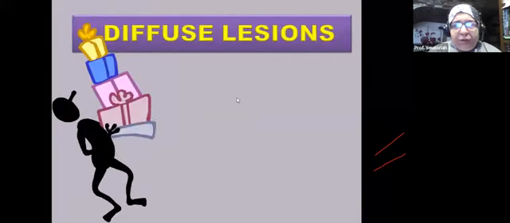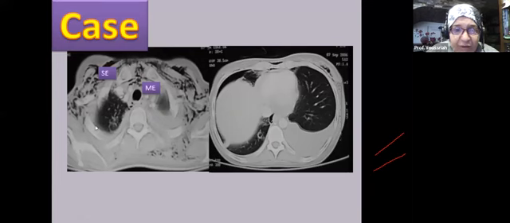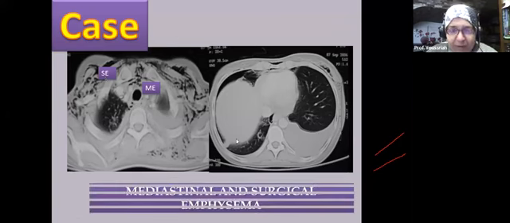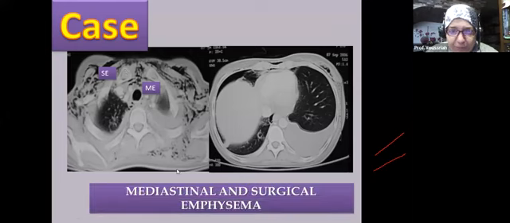Now, diffuse lesions. How would diffuse lesion of the mediastinum look like? Lesions as a whole in imaging are either black lesions or white lesions. Black lesions: we deal with air, this is a black lesion, and fat, this is a black lesion. So we have here air, black lesion, in the form of mediastinal emphysema and surgical emphysema, which is also called subcutaneous emphysema, okay, in this patient. This is diffuse affection here.